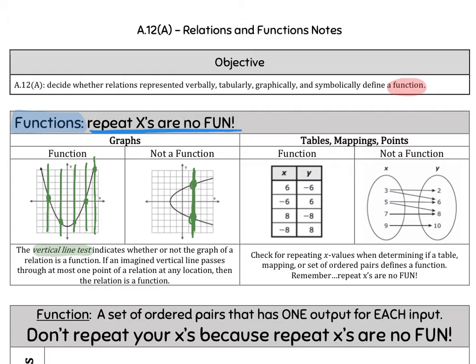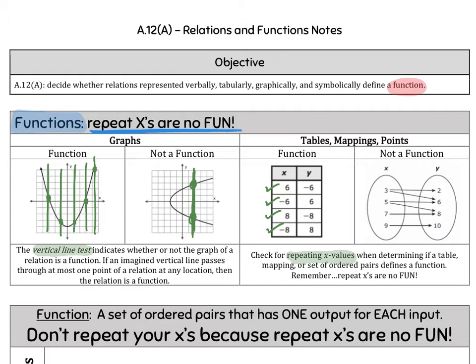From tables, mapping, and coordinate points, it's really easy as well because all of those things give us a list, essentially, of the x values. So all we have to do is check for the repeating x values. And if any of your x values repeat, then it is not a function. So if you look at that first table, 6, -6, 8, and -8 are my x values. Did any of those repeat? No, none of the x's repeated. I don't really care about the y's, so even though some of them repeated on the y list, don't care. We're looking at the x list. None of them repeated, so it's a function.